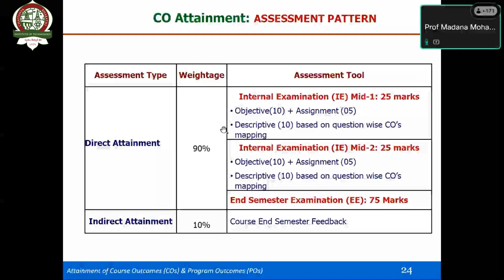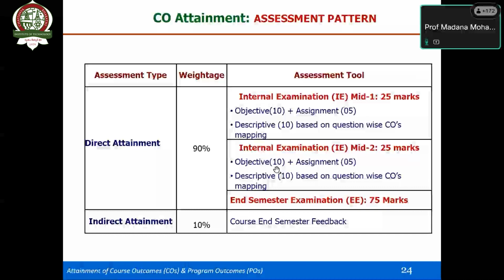So for example, here in this course, the direct attainment assessment tools are two internal examinations. We may call it CIE 1 or mid 1 with 25 marks. We already mentioned that internal again consists of three components: objective, assignment, descriptive. These are the weightages. The same applies to class test 2 also. Then end semester exam 75 marks. These are the assessment tools for direct attainment of a particular theory course. Then indirect attainment is the course end semester feedback.